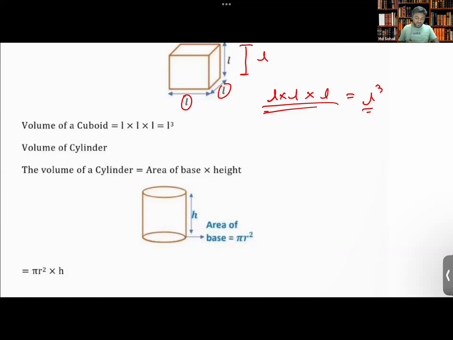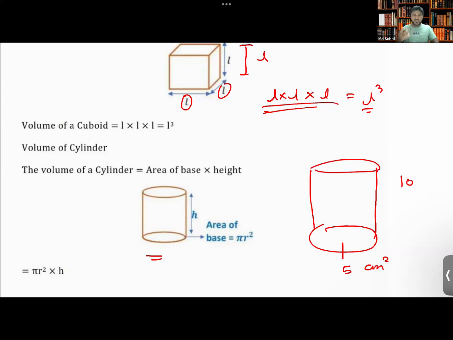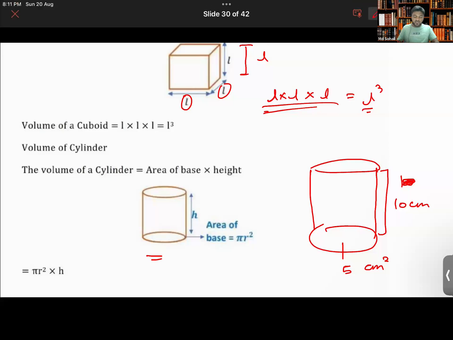Now look at the third figure. That is a cylinder here. So how do you do that? Imagine you are having a plate in your room, and you have got 10 such plates. The area of one plate is, let's say, 5 centimeter square, and you have got 10 of them. Or let's say the height to which they have been piled upon each other measures 10 centimeter. Now find me how much area this is occupying in your room.